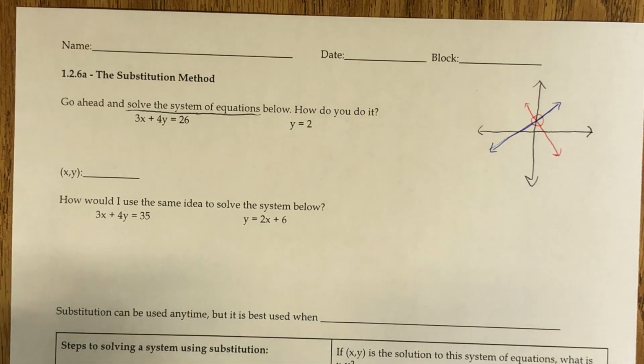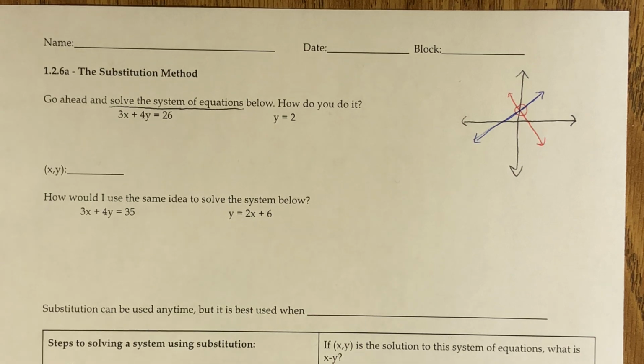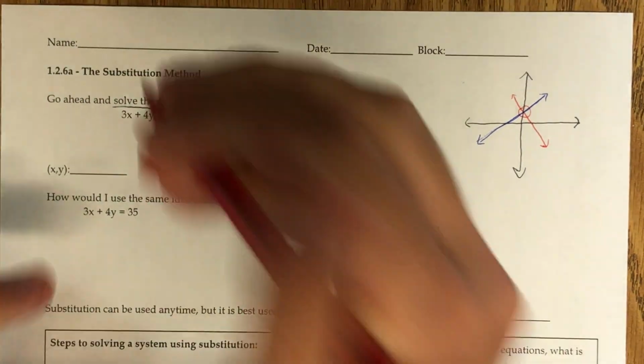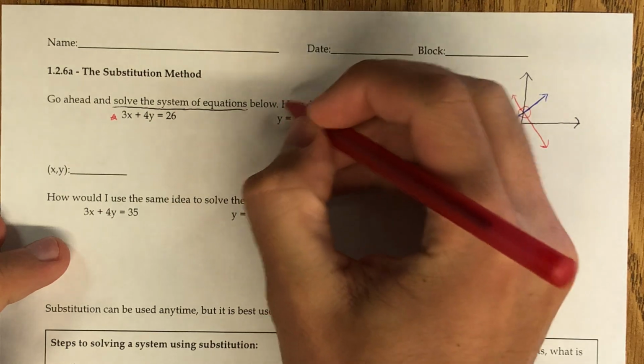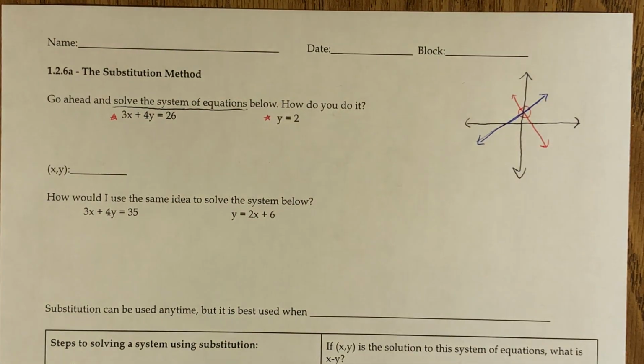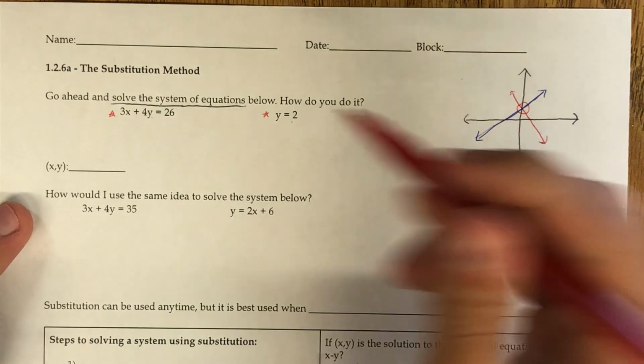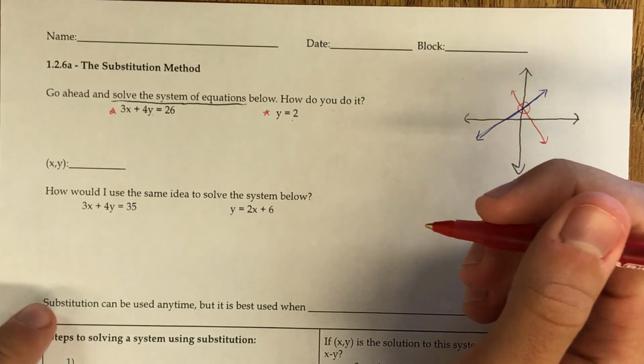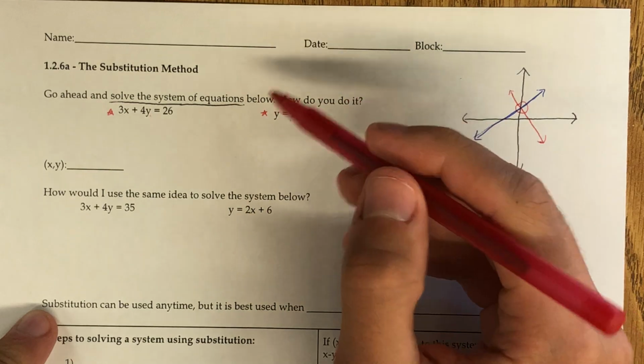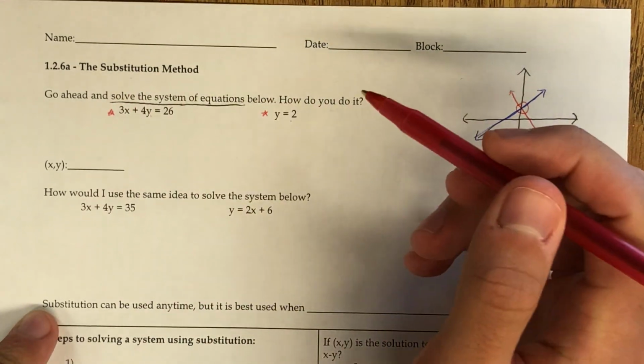However, in some instances, when you graph, the lines don't intersect at a nice point, meaning it's a fraction or a decimal, or it actually could be easier not to graph and to solve it algebraically. So we have two equations here: 3x plus 4y equals 26, and y equals 2. If we wanted to graph, we'd have to graph y equals 2, convert this to slope-intercept form, graph, find where they intersect, and we'd be all set. But there's an easier way to do it through substitution.